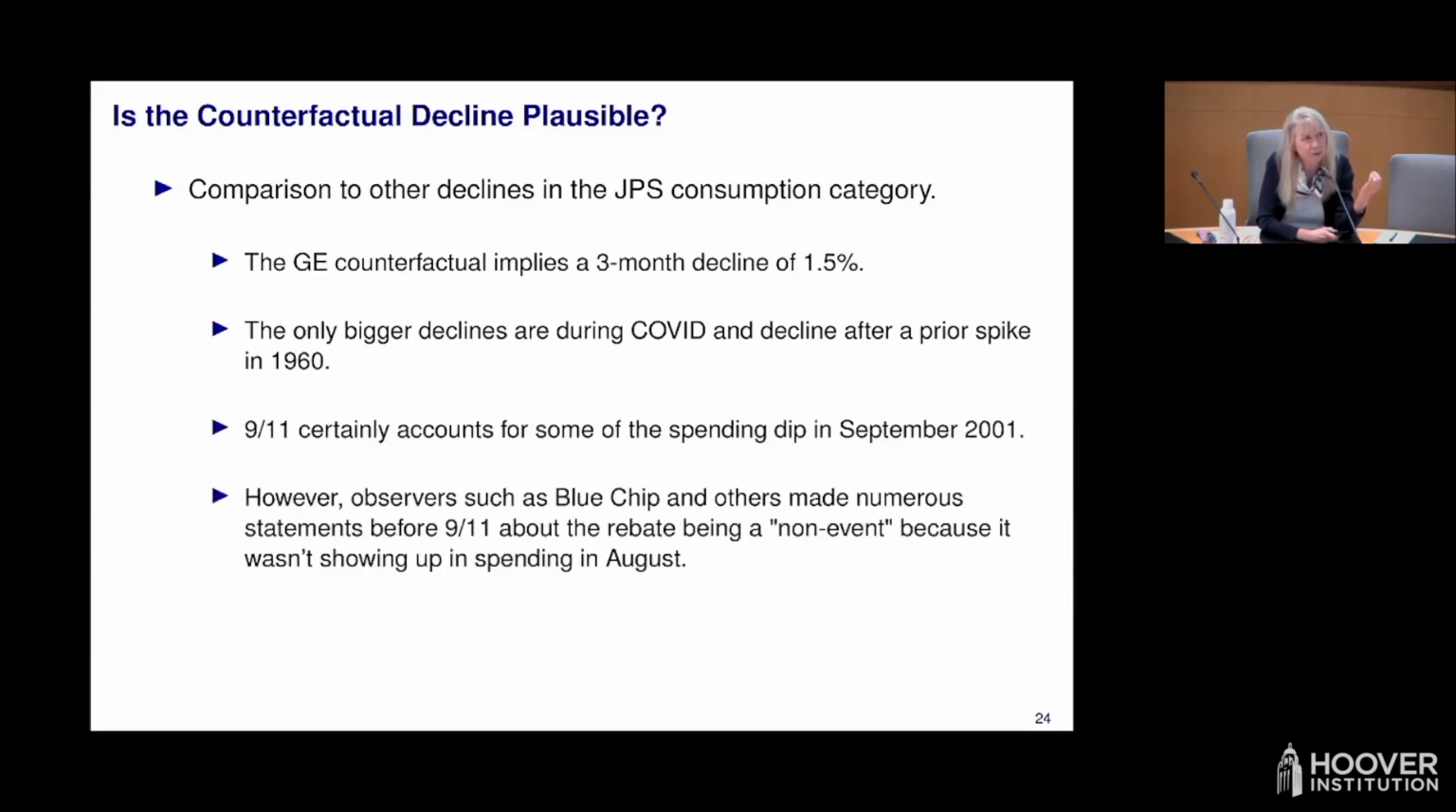Now, 9/11 certainly accounts for some of the spending dip in September 2001. But as I mentioned, observers such as Blue Chip and others made numerous statements before 9/11. In fact, some things published on the 10th of September were calling the rebate a non-event because it wasn't showing up in spending in August. That rebate was paid out from late July through late September, okay?